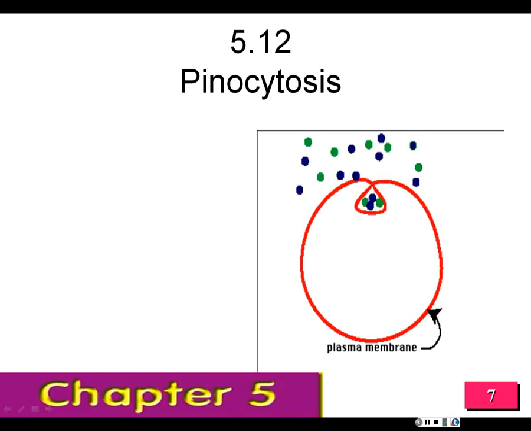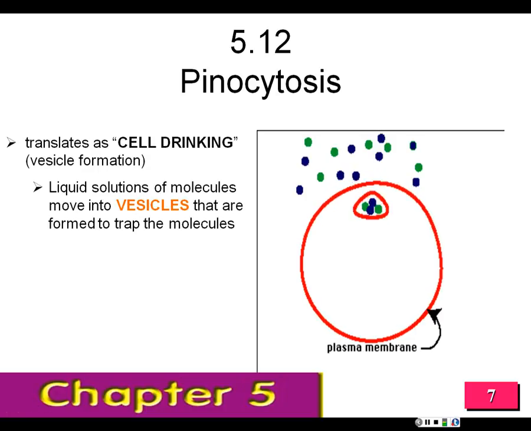So we've got the contents of things that are in solution on the outside of the cell, and the cell membrane will actually invaginate in order to bring those particles inside the cell. Anytime we want to bring those things that are in solution inside the cell, again, we said this translates as what? Cell drinking. Cell drinking.